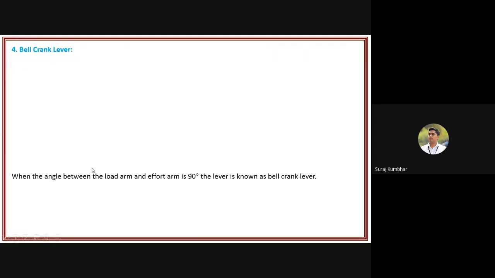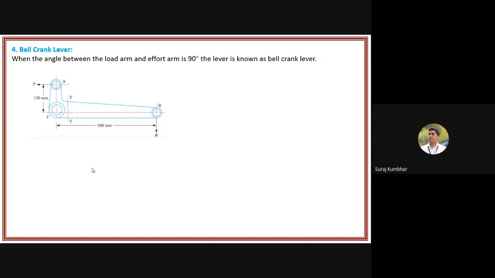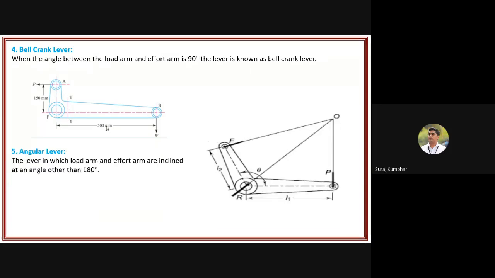Then the bell crank lever. What is a bell crank lever? When the effort arm and the load arm are at 90 degrees to each other, such a lever is known as a bell crank lever. Then what does angular lever mean? When the angle between the load arm and the effort arm is other than 180 degrees, such a lever is called an angular lever. Then what is a one arm lever? The lever which has only one arm.